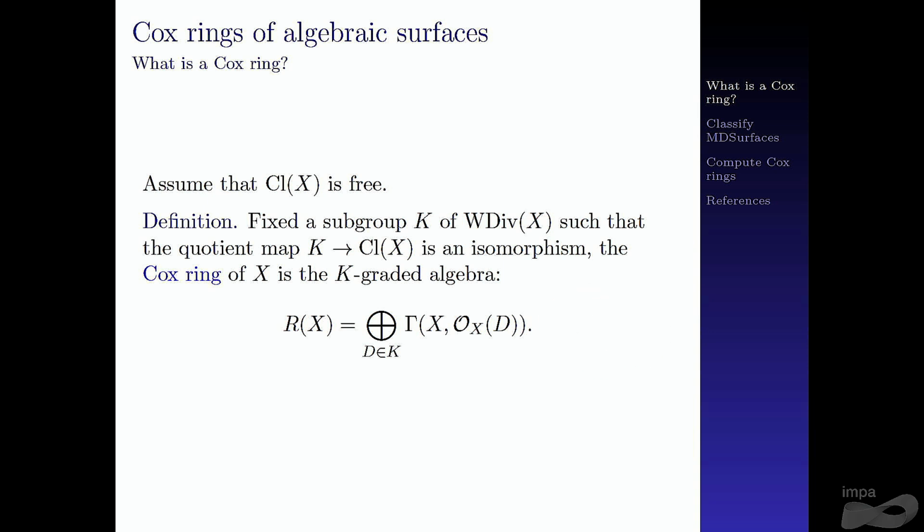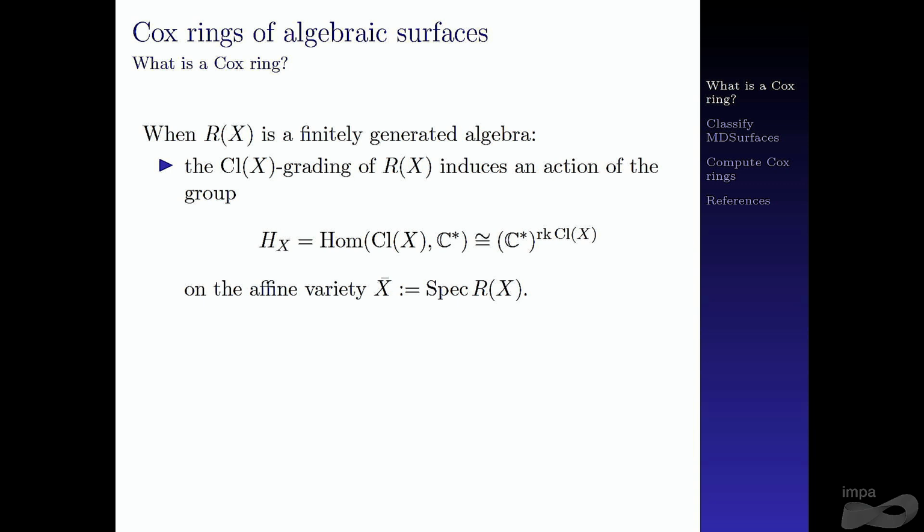Okay, so we will see there are mainly two important questions related to this object. But to start with, let me say why it is interesting. I think the main motivation comes from the following. Assume that the Cox ring is a finitely generated algebra. Then, of course, taking the spectrum of it, we get an affine variety.